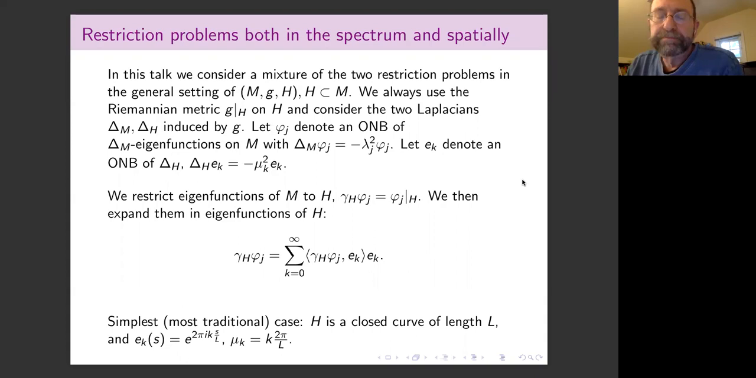And the most traditional case, the one that was studied quite a lot in the 19th century, is when H is a closed geodesic or a closed curve on a surface. And then the eigenfunctions, you know, there's only one metric on a circle. So the eigenfunctions just look like e^{iks·2π/L} or something, where s is arc length. So it's very common. Well, let me give you an example of that. So this is the most classical example.